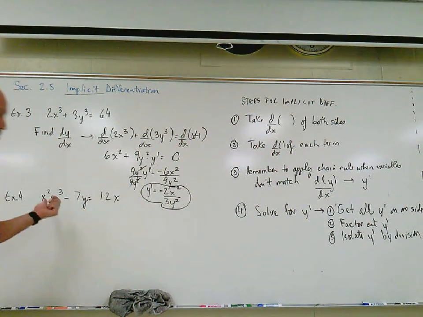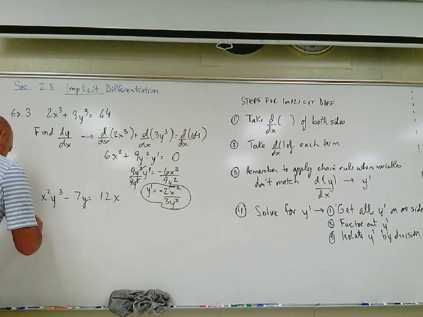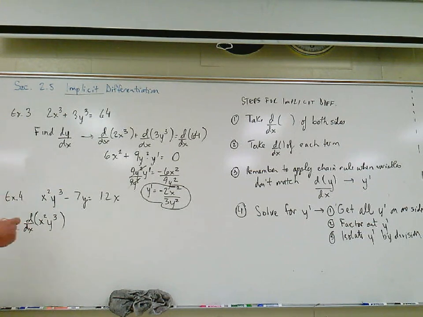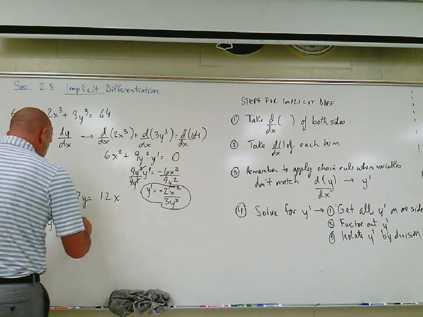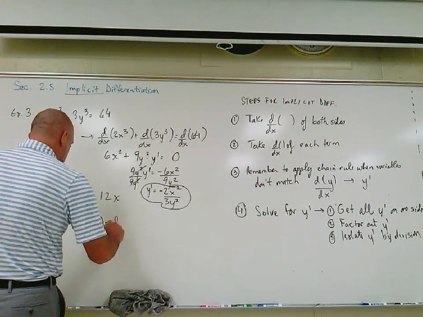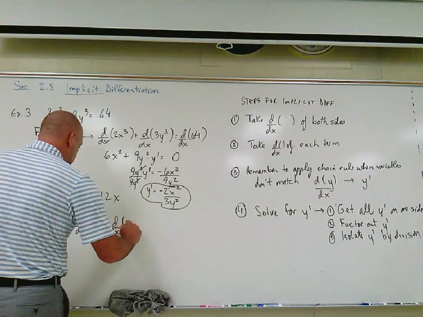Here I picked one where you're going to have more than one y prime. So 3 terms. This is considered one term because it's multiplication. My first step, I'll take the derivative of each term. So it's going to be the derivative of x squared y cubed. I can't separate that, it's multiplied, so I've got to look at it together and apply a rule to that. Minus the derivative with respect to x of 7y equals the derivative with respect to x of 12x.